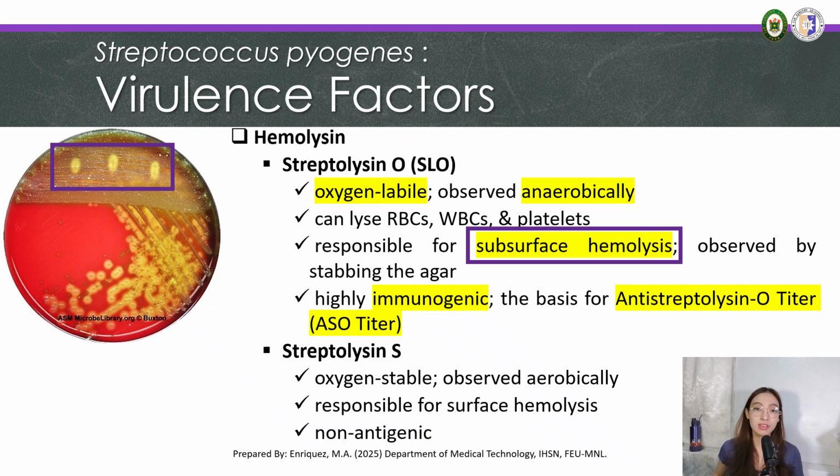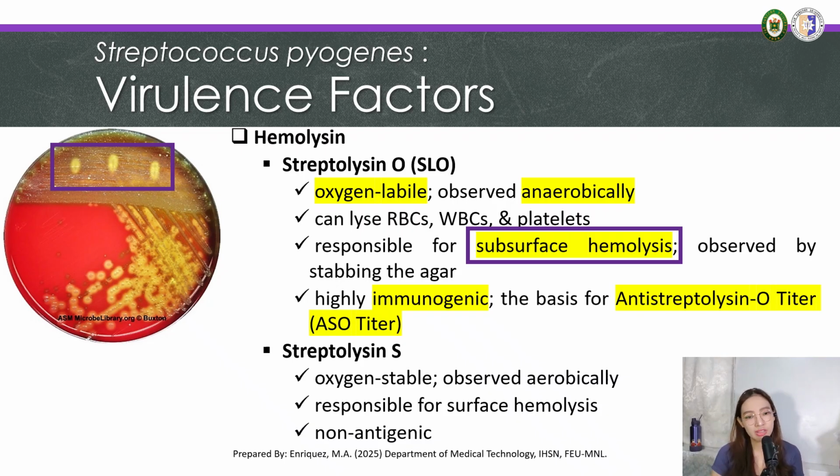Next is Streptolysin S. So kabaliktaran po ito ng SLO. Streptolysin S is oxygen stable. Okay? Streptolysin S, siya ay oxygen stable. Meaning, even after exposure to oxygen, it's still capable of producing hemolysis. Alright? Hindi po siya magiging apektado ng exposure to oxygen.